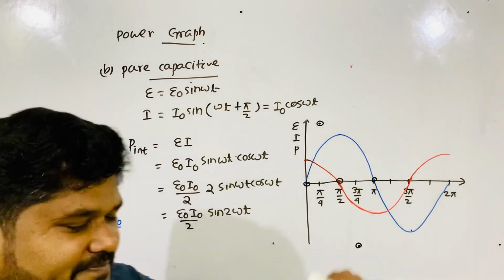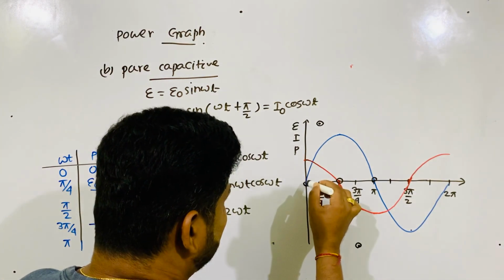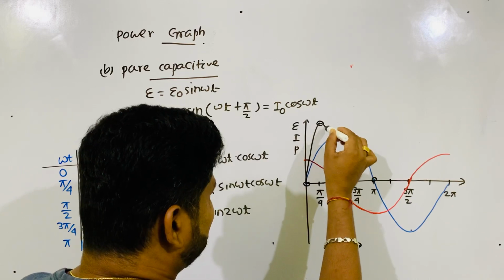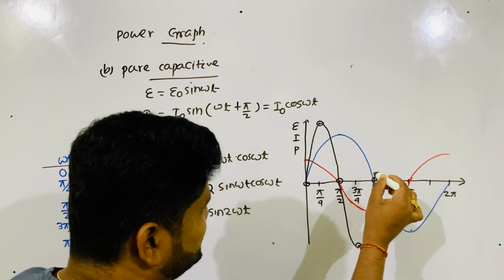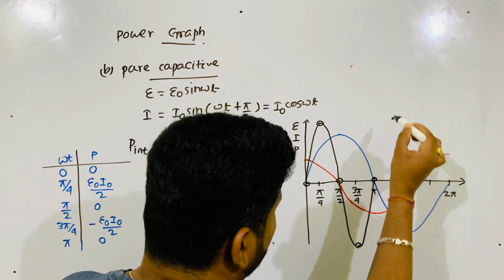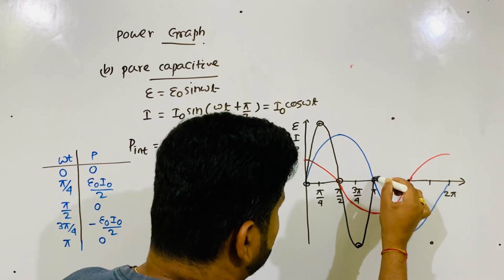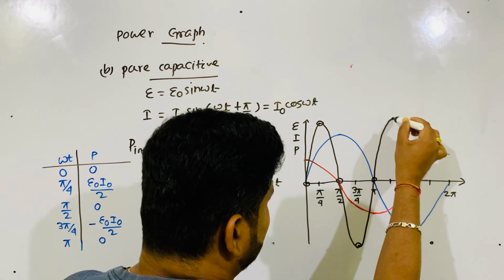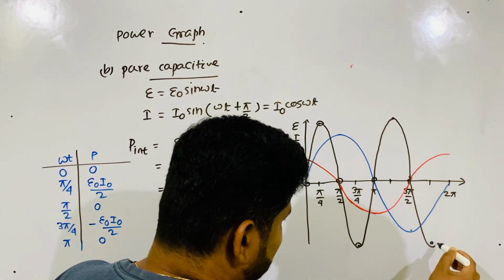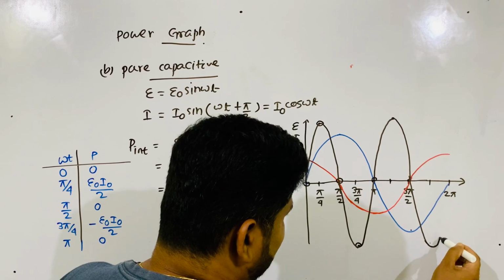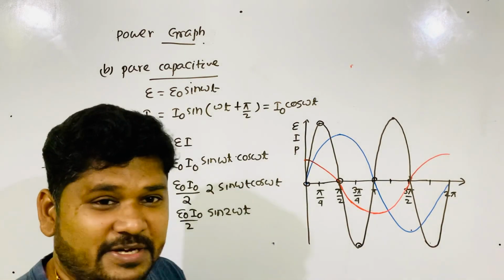Then the graph first. Now see what happens to the power graph here. So here maximum comes, 0. Maximum negative comes, 0. Again maximum will be here. Again 0. Again maximum will be here. Now let's proceed the graph and see 0. So here 0. Here maximum. Again 0. What to mark? Now the graph is becoming complicated.